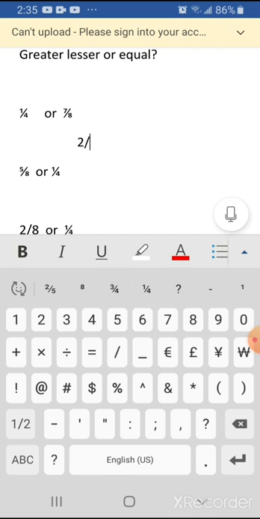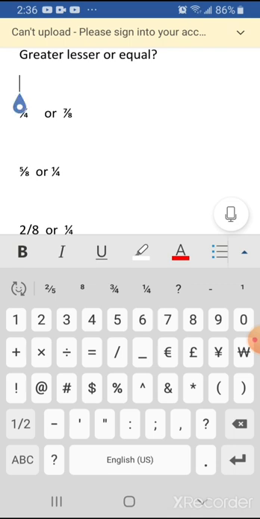Okay, 2 eighths. And now that we have 2 eighths, 2 eighths is less than 7 eighths. So that gives us our answer that 7 eighths is greater. But then, in greater than, less than, or equal, you have to know whether the first one.